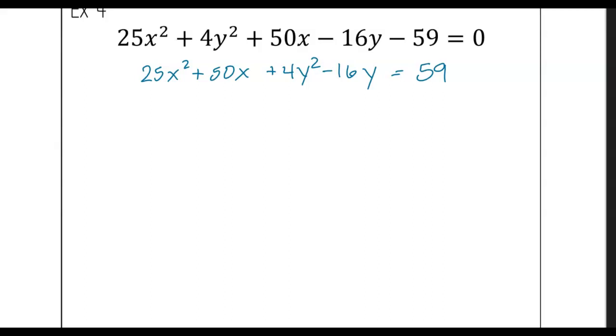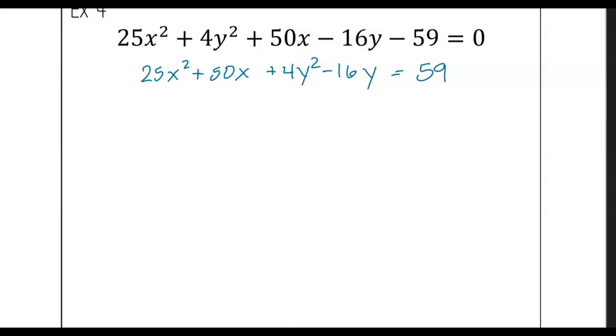Now, there is something that's different in an ellipse versus a circle. This elliptical equation has coefficients on our squared terms. When we are trying to complete the square, we cannot have coefficients on our squared terms. So there's an extra step we have to perform to get the coefficient off of the squared terms.